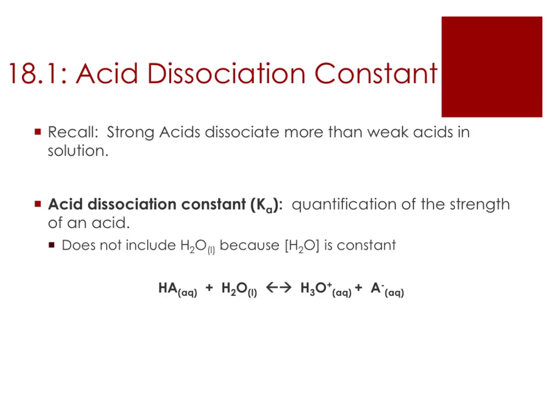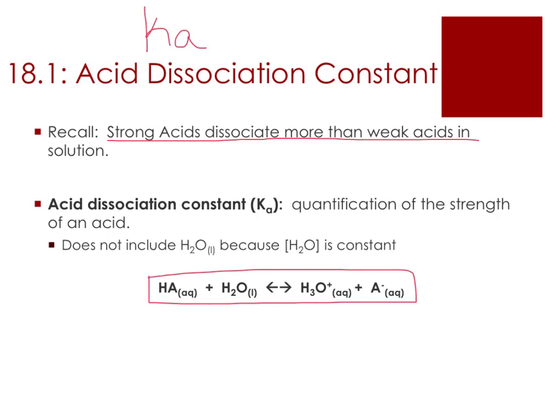Let's start with the acid dissociation constant, or Ka. Recall that strong acids dissociate more than weak acids in solution. We can describe this dissociation by this equation here, where HA is a stand-in for any acid. Like any other equilibrium system, we can calculate an equilibrium constant. In this case, we're going to call it the Ka because it's for an acid.